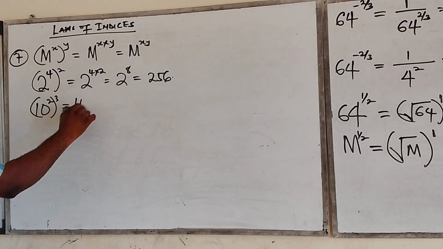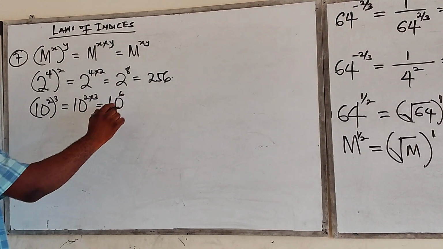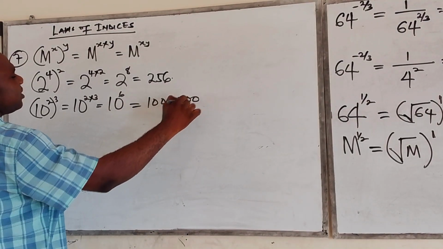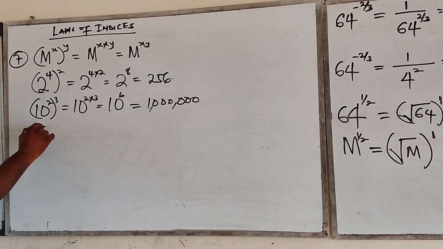That will give us 10 raised to the power of 2 times 3. Yes, so that will be 10 raised to the power of 6, and 10 power 6 is 1 million. Yes, that's 10 times 10 times 10, 6 places. Now let's figure this again.